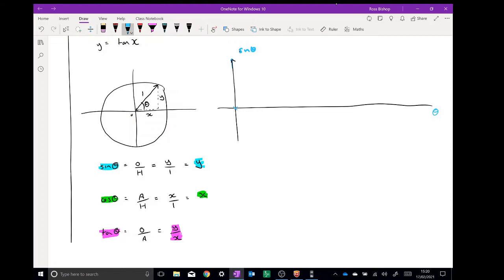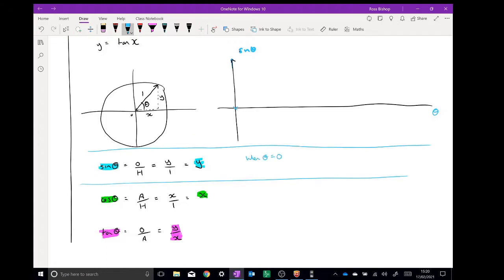So when theta is, for sine, let's just look at sine first. So when theta equals 0, so imagine that triangle when theta is 0, what's y going to be? So when theta is 0, it's just going to be a straight line, isn't it? Because there's no angle there, which means y, the height of that straight line, is 0. So when theta is 0, sine theta will also be 0. So because y is 0, sine theta will be 0.